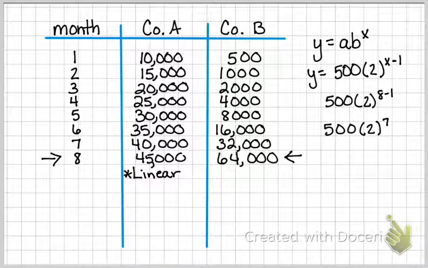So our question asks us, how many months will it take for Company B to first exceed Company A? And we can see it's going to be in month 8, because in month 7, we were still at 32,000 in Company B, and it was 40,000 in Company A. So you'd have to work there for at least 8 months to see a large enough difference in that company. I definitely would go with Company B if I had to choose that for a job.